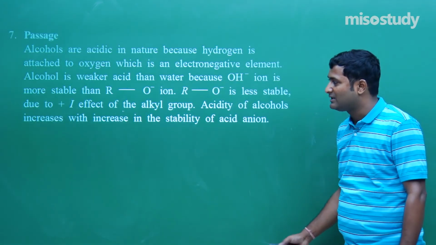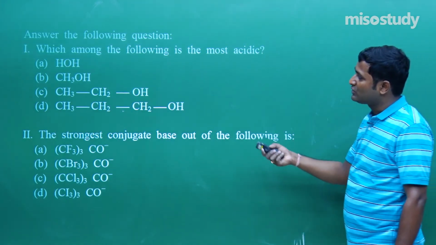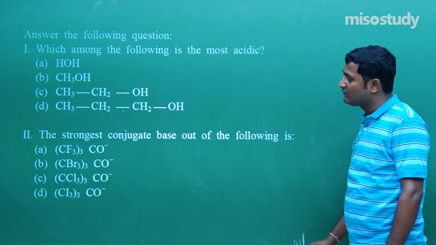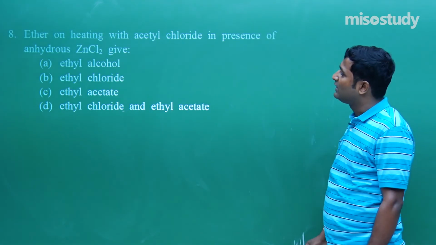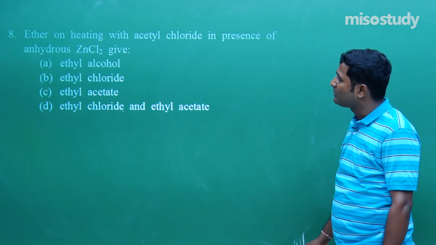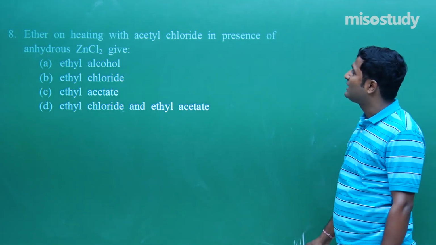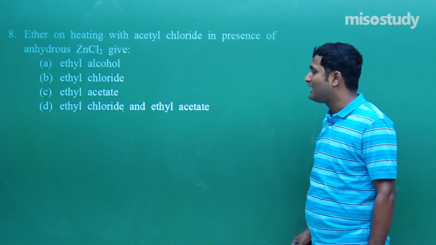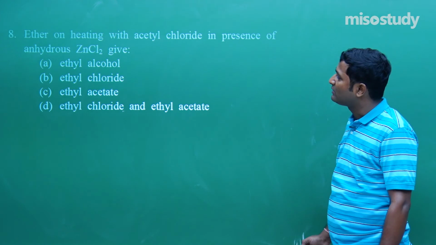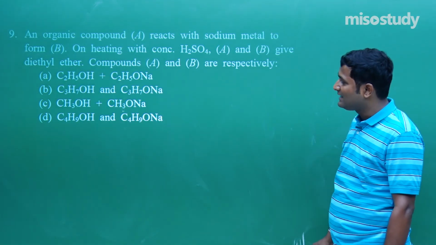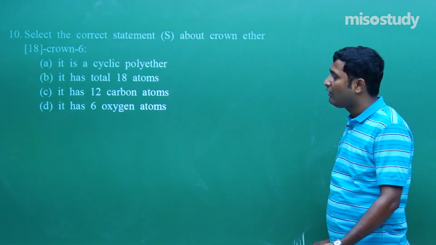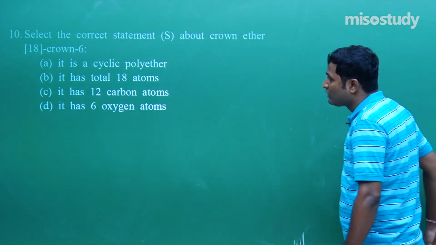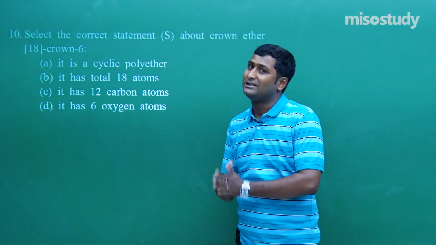Now for question number 7, this is a passage type question. For the first question, A option. For the second question, D is the correct option. Now for question number 8, what is the correct option? Ether on heating with acetyl chloride in presence of anhydrous ZnCl2 gives you ethyl chloride and ethyl acetate. D is the correct option. For question number 9, A is the correct option. And for question number 10, all options are correct. I think now, friend, you can easily solve such kind of questions. So time is calling, time to say bye-bye. Thank you so much.